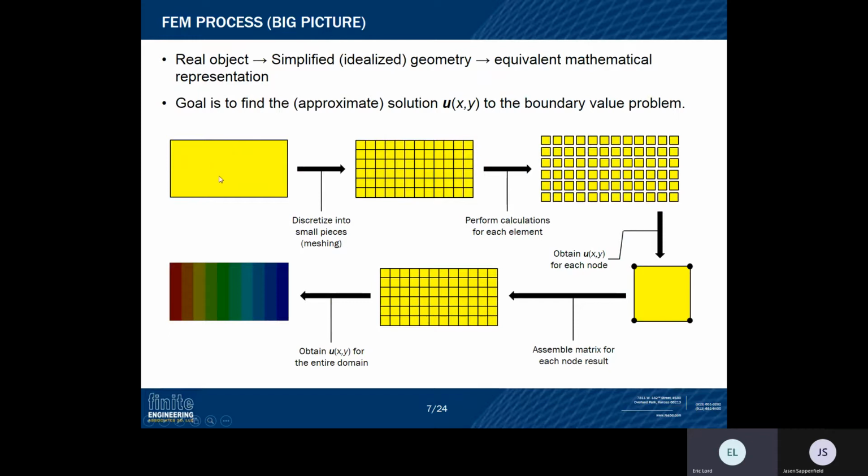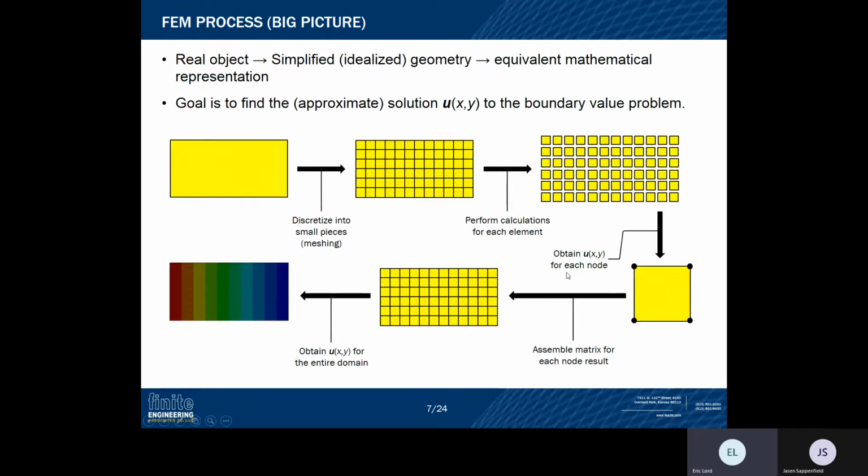Again, we start off with our real object. We then discretize it into many small pieces via meshing. Now we went from infinite degrees of freedom to something reduced, that has a finite number of degrees of freedom. We perform calculations for each of these elements, and depending upon how many elements you have, that really drives how complex the problem is. Then for each of these elements, we obtain the spatial displacement at each of the nodes.